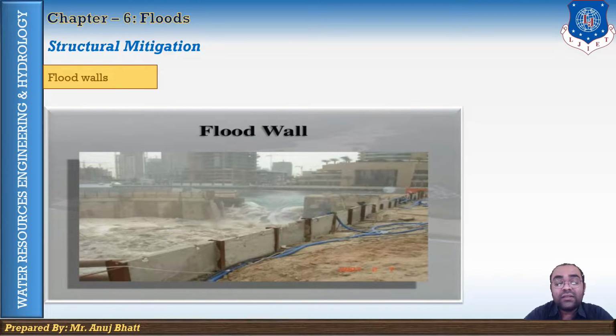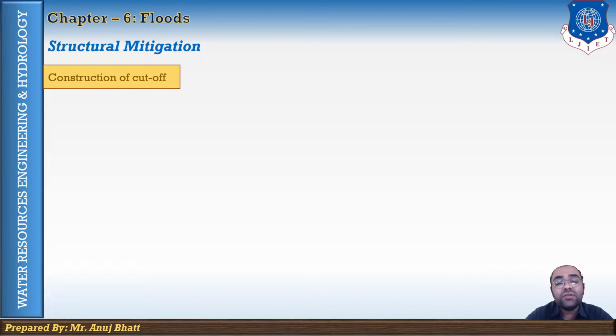Basically, at the river front, you can see a vertical wall. That is generally a flood wall, constructed generally at the bank of the rivers. Then next is the construction of cutoffs.